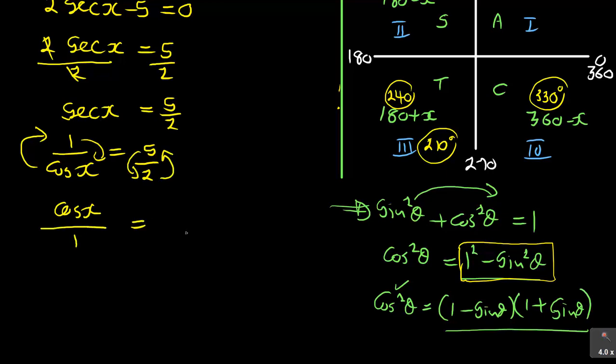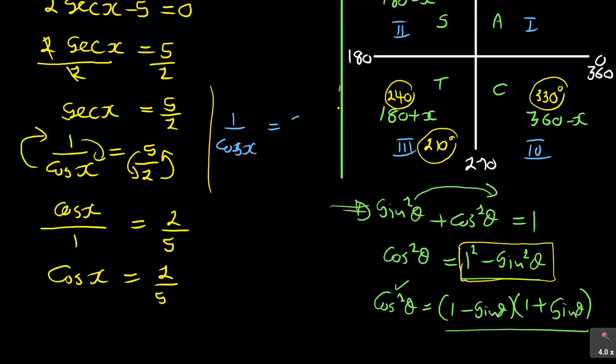2 goes to the top, 5 goes to the bottom. You've got 2 over 5. It's allowed. So cos x is equal to 2 over 5. This is algebra. It's up to you how you do it. You can simply cross multiply to say 1 over cos x is equal to 5 over 2. Cross multiply: cos x times 5, which is 5 cos x, is equal to 1 times 2, which is 2. Divide by 5, and you've got cos x is equal to 2 over 5. Whatever the case, you're just going to get cos x is equal to 2 over 5.